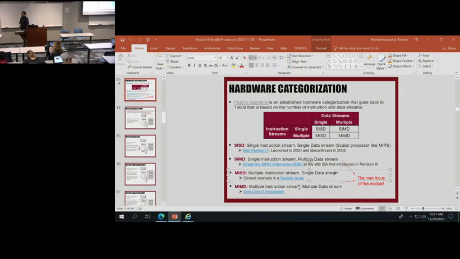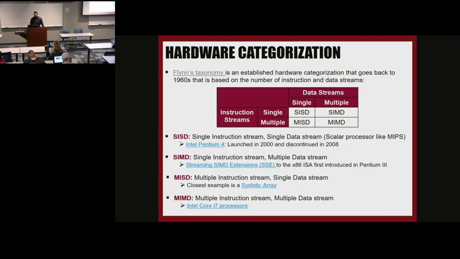Most of the modern processors belong to this category: multiple instruction stream, multiple data stream. We have superscalar processors, for example. We have the Intel Core i7 that has multiple instruction streams and multiple data streams. So the focus of our class is on single instruction, multiple data, SIMD, and multiple instruction, multiple data stream, MIMD. We don't talk about this much here.